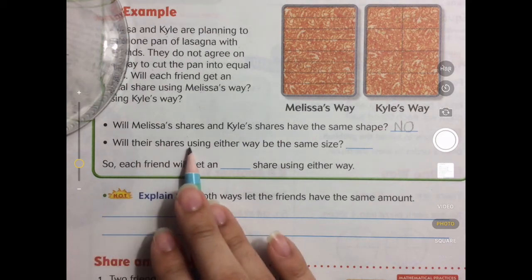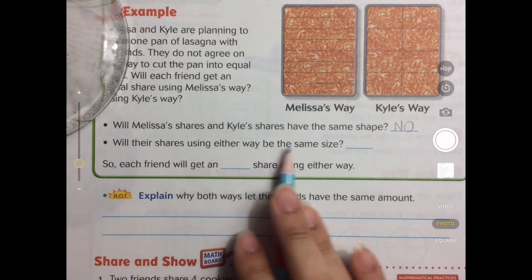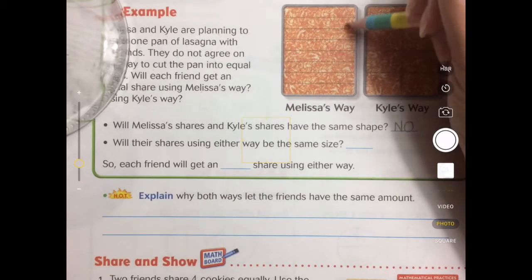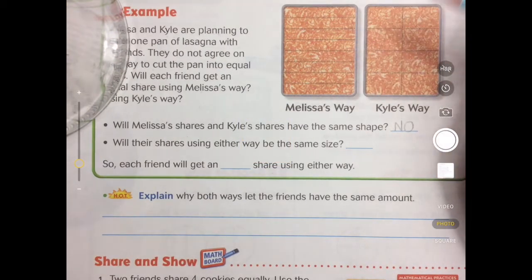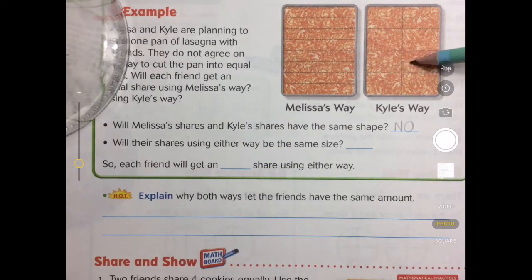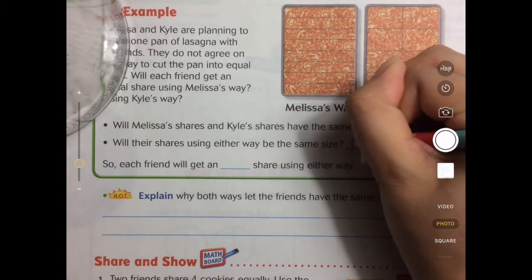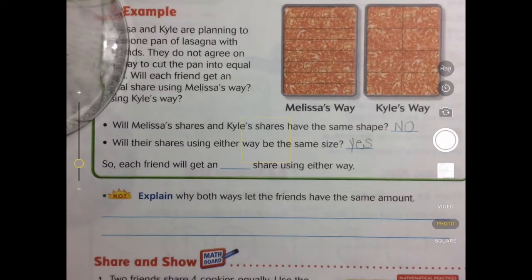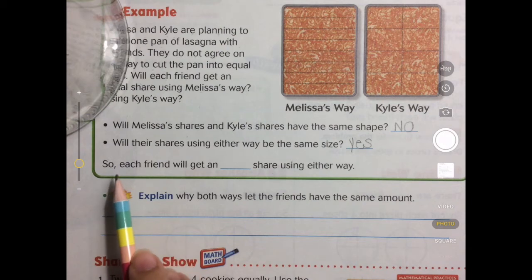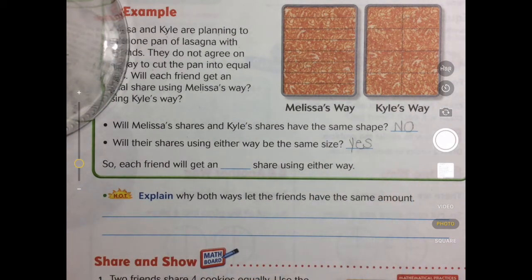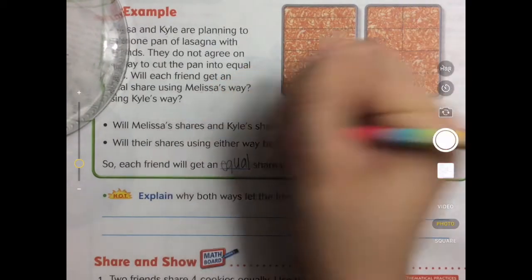Will their shares using either way be the same size? Well, let's see. Here we have 1, 2, 3, 4, 5, 6, 7, 8 pieces. And here in Kyle's way, we have 1, 2, 3, 4, 5, 6, 7, 8 pieces. So yes, the shares are the same. We will write yes. And for the last question, each friend will get an equal share either way.